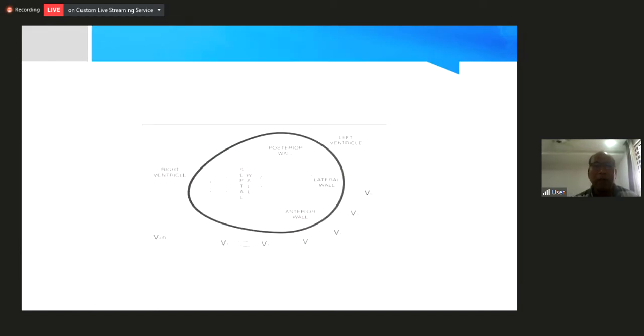This is how you place the ECG leads. V1 is here on the right side, then V2, V3, V4, V6. V5 and V6 look at the lateral wall, and V1 to V4 look at the anterior wall. Here we want to see the right side. This is the posterior wall; sometimes we put ECG leads V7 and V8 here, and then you get the posterior wall ECG. Okay, next slide, please.